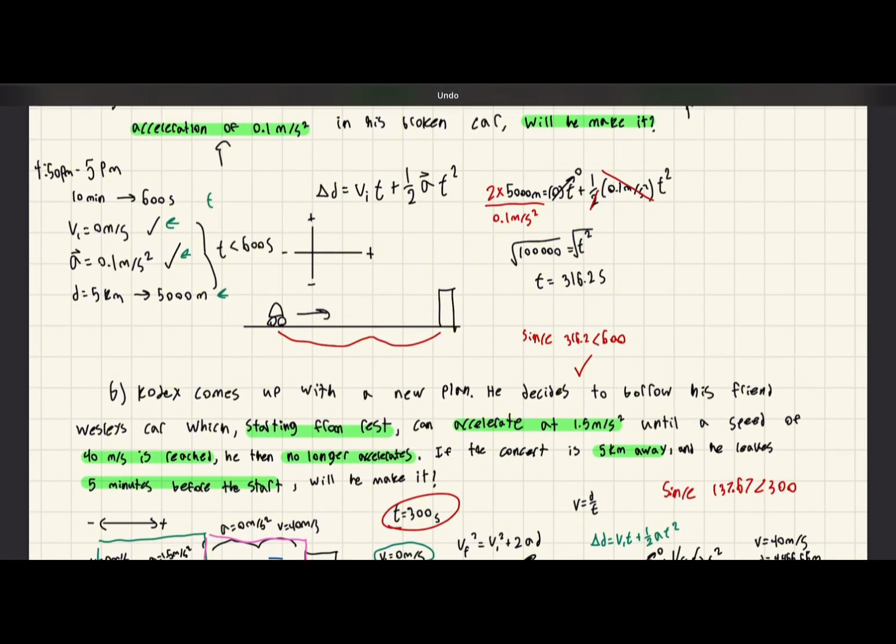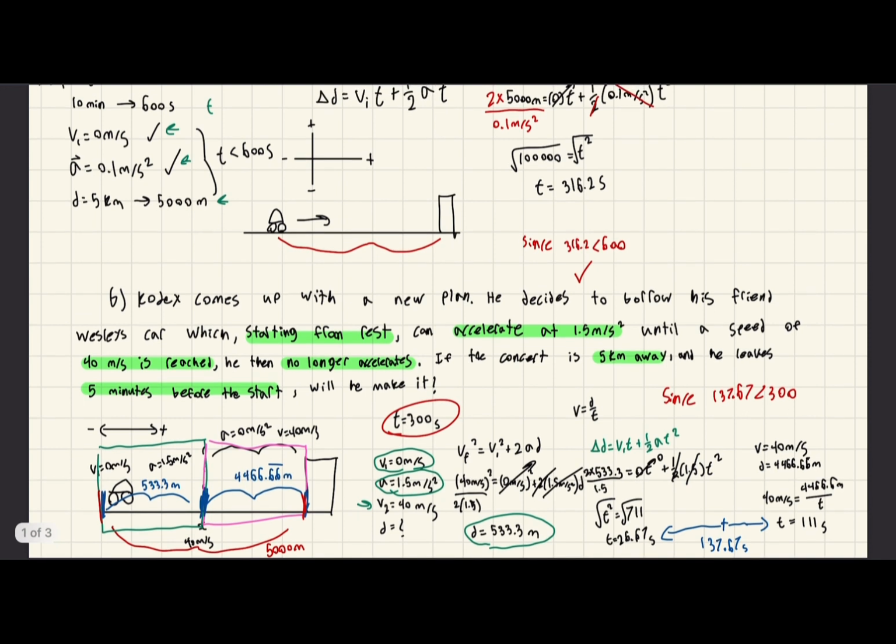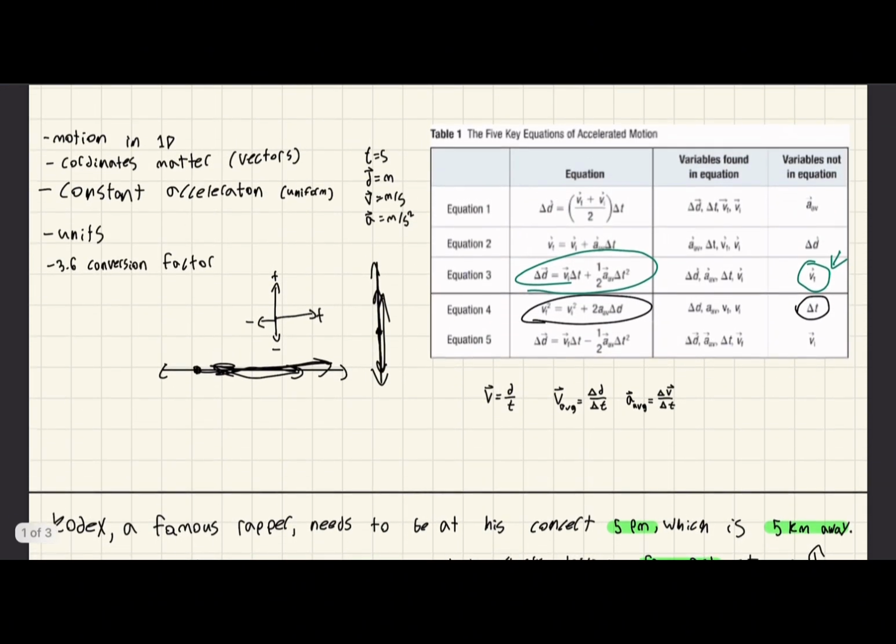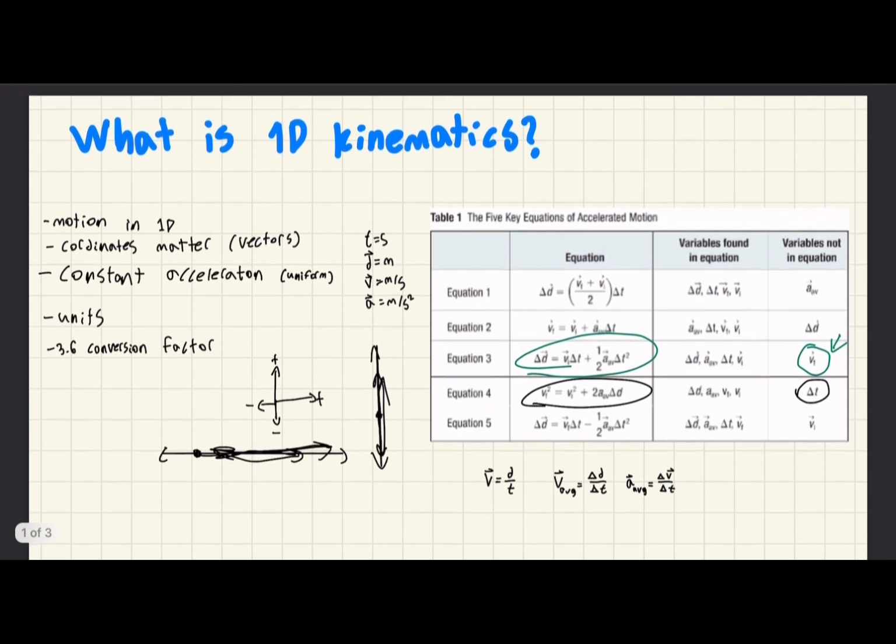So that is the quick gist of 1D kinematics. Please let me know if there are any other problems you want me to solve, or if there are any things you want me to go over again.